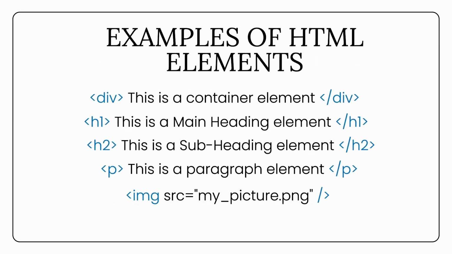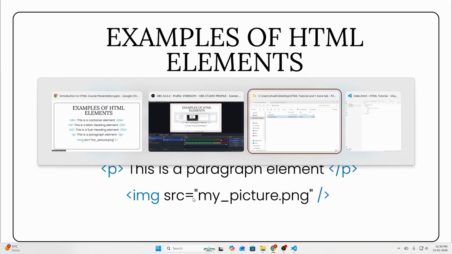So these are some examples of HTML elements, such as the div tag, which is a container element. Then we have the heading tag h1. This is the main heading element. Then we have the h2 tag. This is a subheading element, and then a paragraph tag and the image. So let's look at an example of each.